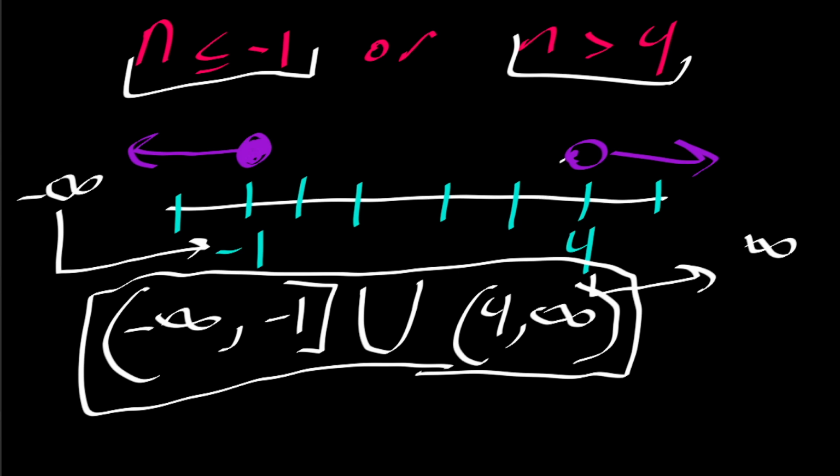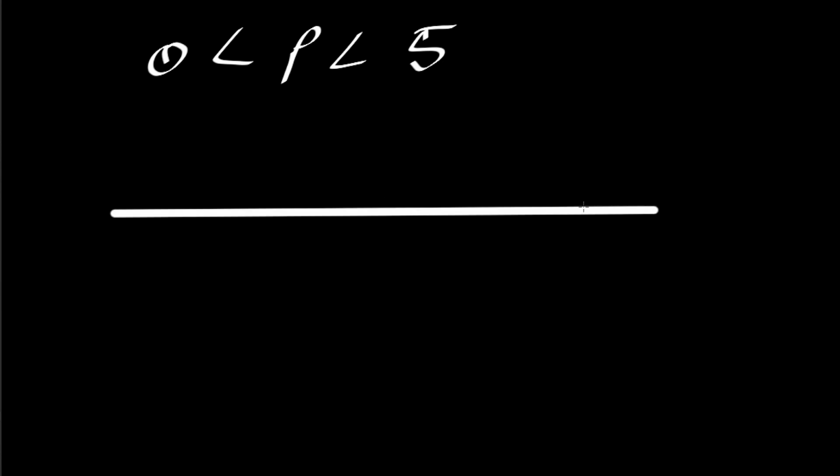All right, now, probably the easiest version of this is an and inequality. Let's say we have something that looks like this. We could have 0 less than p less than 5. Now, just real quick, a little graph will help us see what's happening. Let's say this is 0, this is 5. There's some stuff in the middle, some stuff to the right.